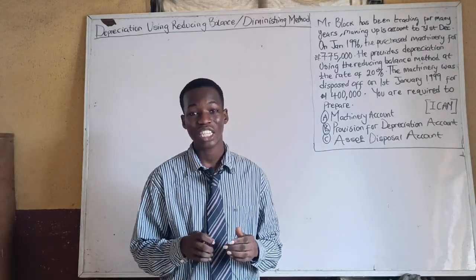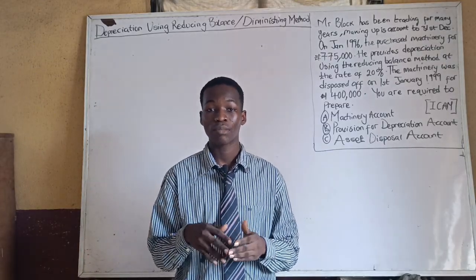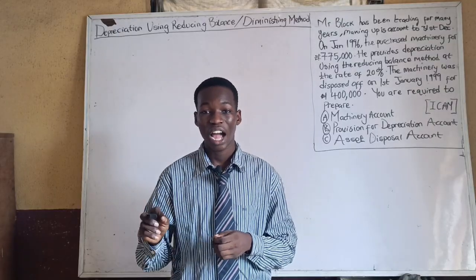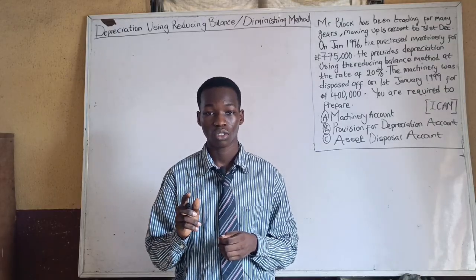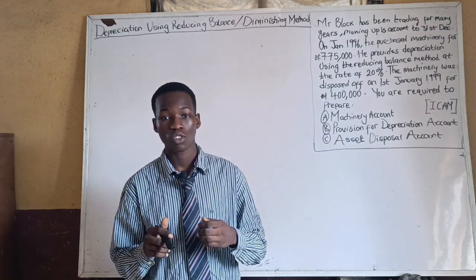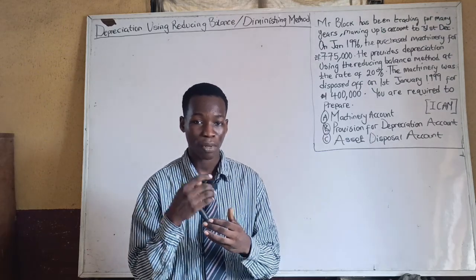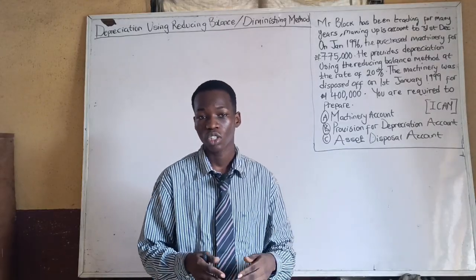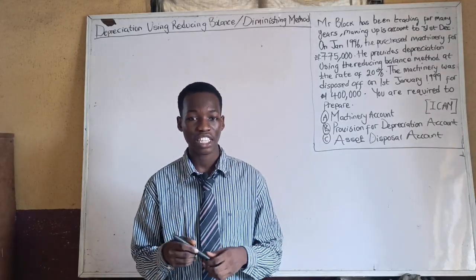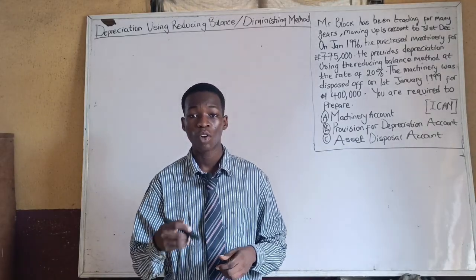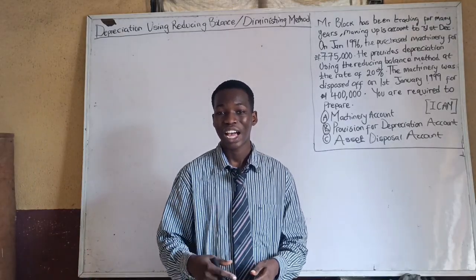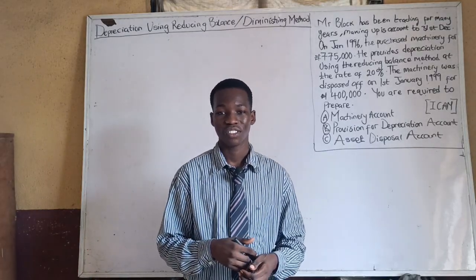Now, under this method, the annual charge is computed by applying a fixed percentage to the cost, then less accumulated depreciation. Do you get it now? Because of the fixed percentage which you are applying, the amount charged as depreciation will continue to decrease as the years pass. Do you get it now?